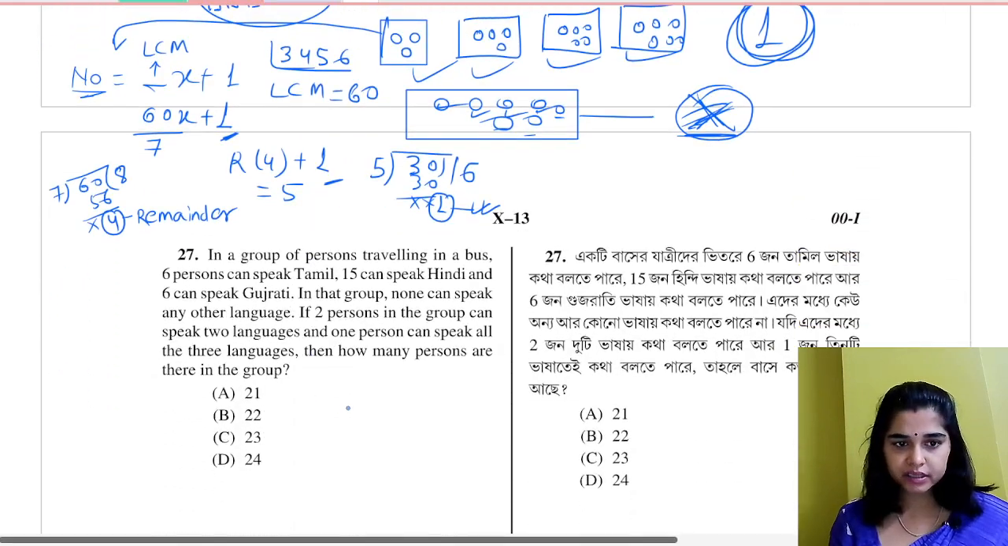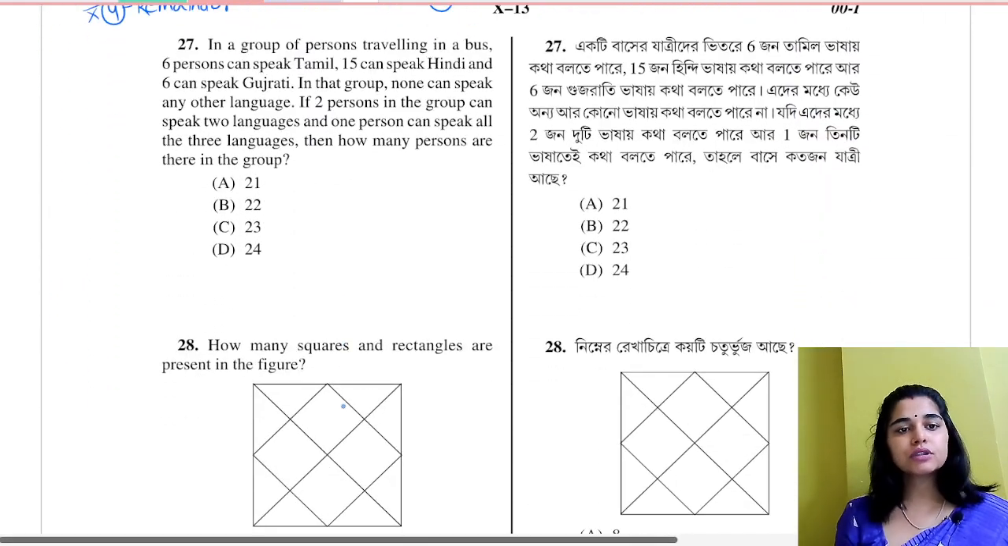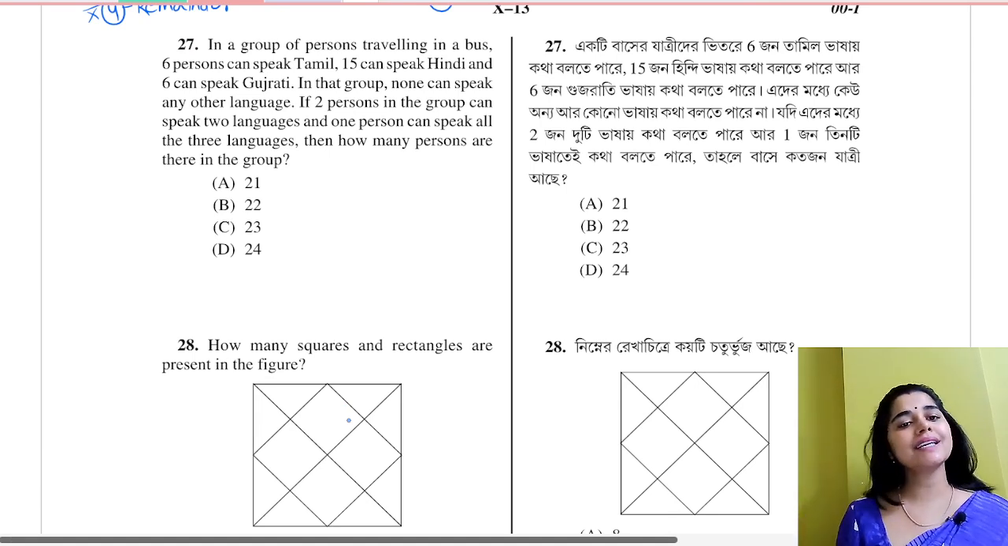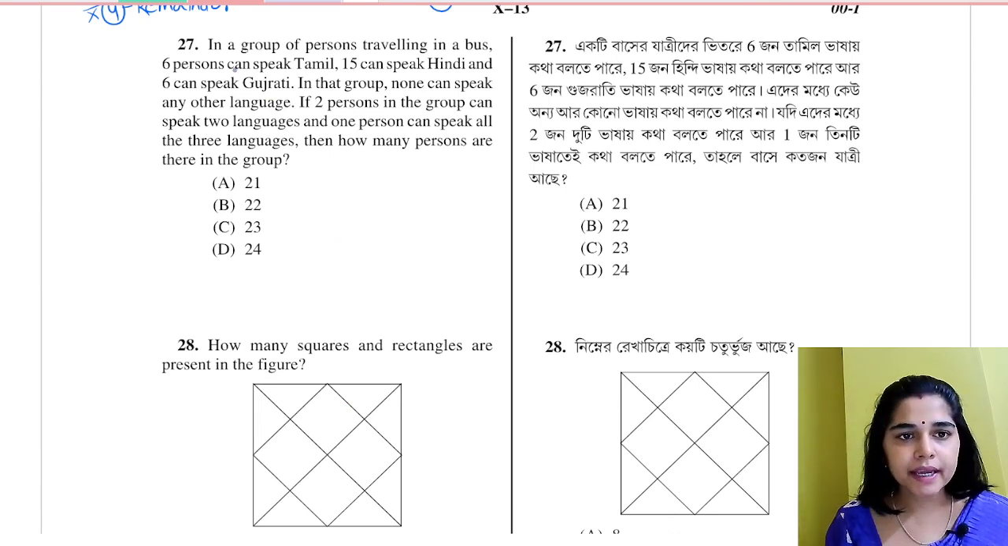I hope you understand. So the next question is a mind question, and you have to answer with your mind. In a group of persons traveling in a bus, 6 persons can speak Tamil, 15 can speak Hindi, and 6 can speak Gujarati.